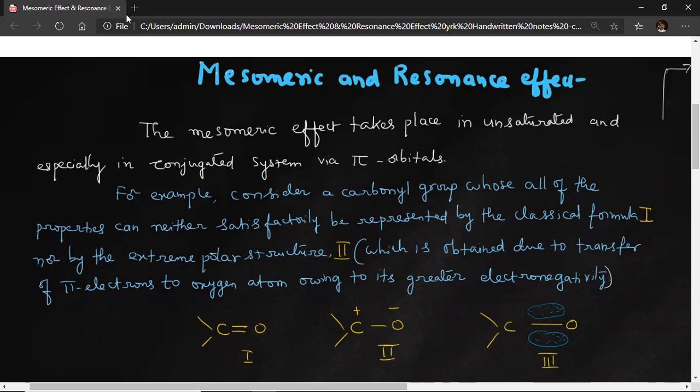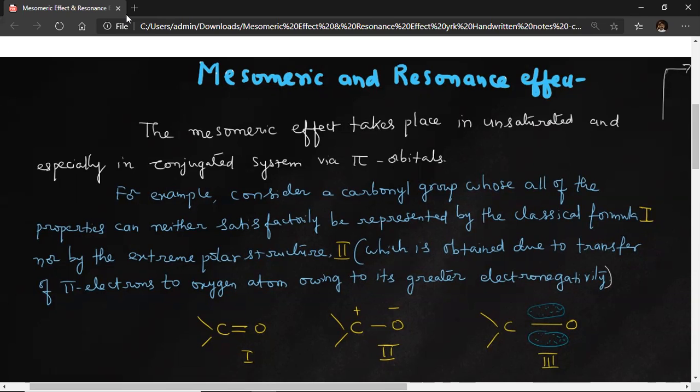So what is mesomeric effect? Mesomeric effect takes place in unsaturated and especially in conjugated systems via pi orbitals. So here in between carbon and oxygen, we are observing a double bond in the first structure, and the extreme polar structure is observed when carbon gets a positive charge and oxygen gets a negative charge. That is because of the electronegativity of this oxygen.